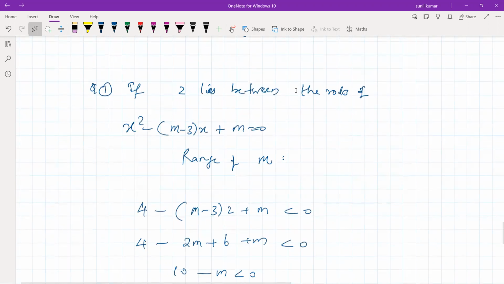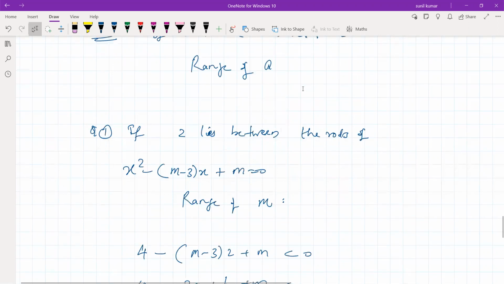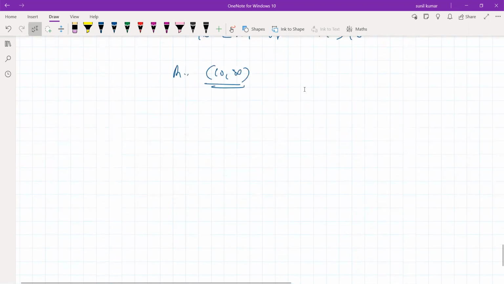The other one we already practiced. So let me tell you the next one.